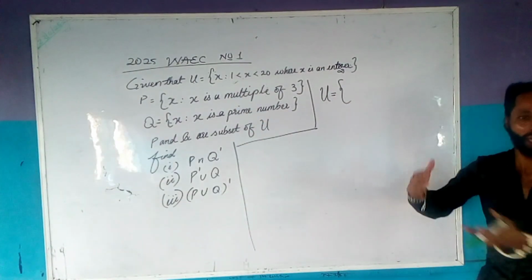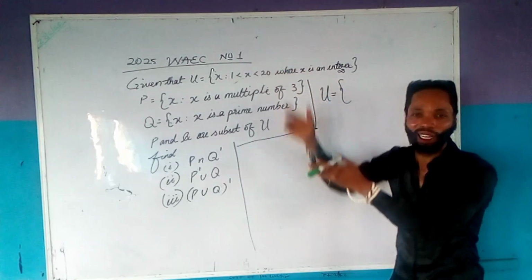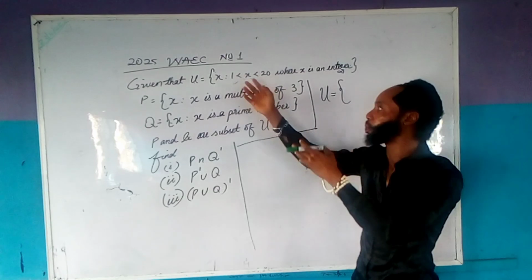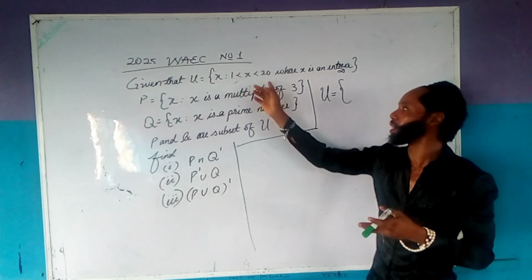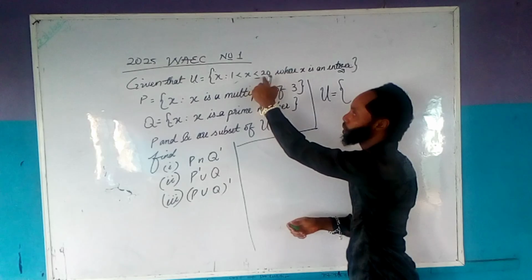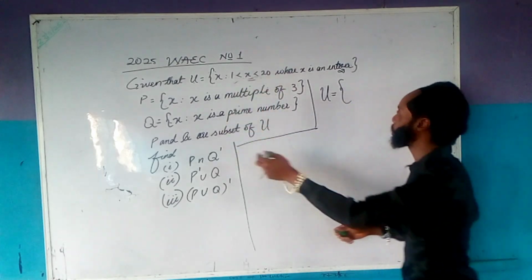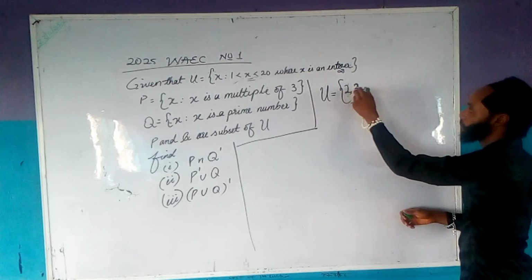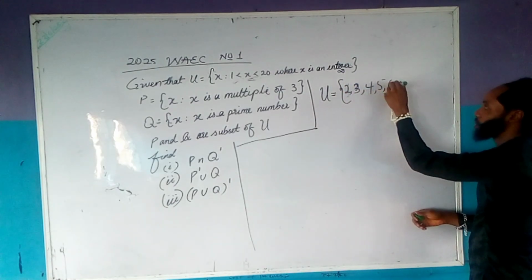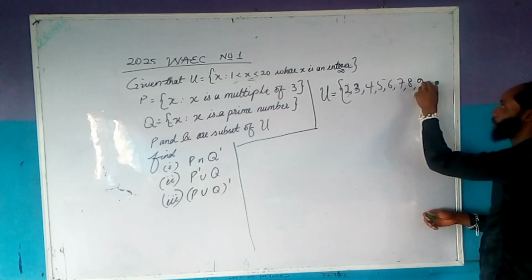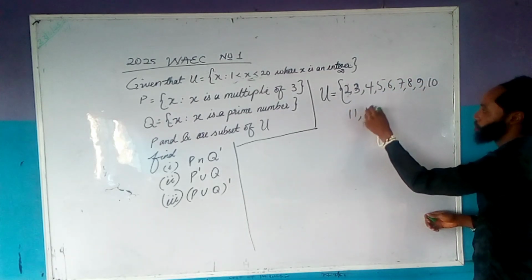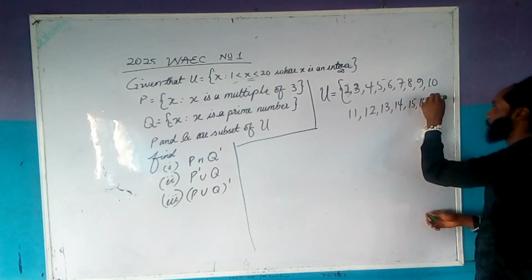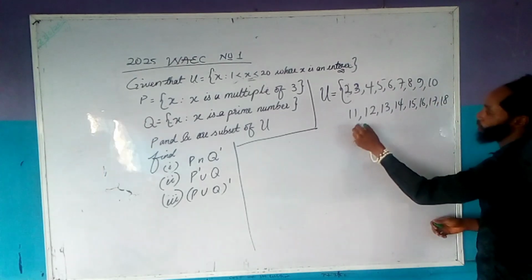So what numbers are greater than 1? 2, 3, 4. And they say X is less than 20. So numbers greater than 1 from 2 counting, then we stop at what? 19. Because they say X is less than 20. If they indicated this equal sign, we would have included 20. But they just said less than 20. So I'm going to do 2, 3, 4, 5, 6, 7, 8, 9, 10, 11, 12, 13, 14, 15, 16, 17, 18, and 19.